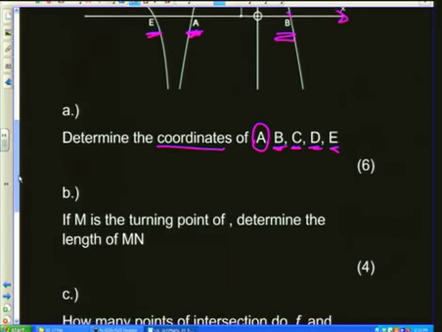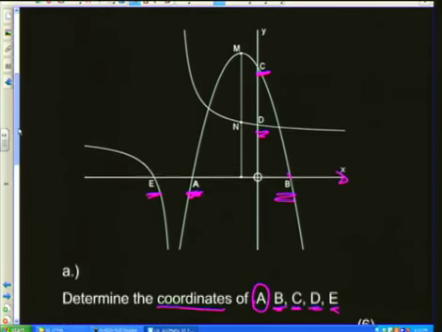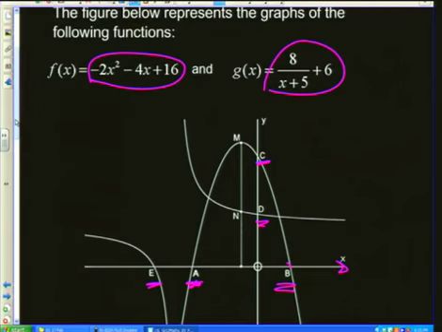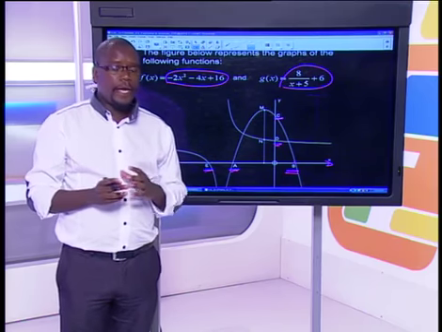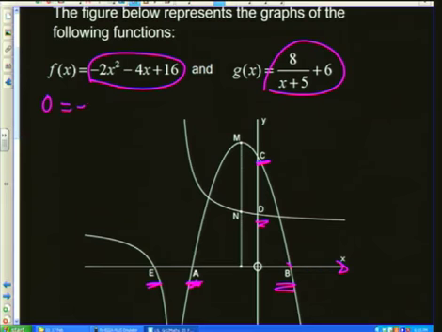Now, let's look at these questions. We need to work out what A is. A is the x-intercept of the parabola, and our parabola is minus 2x squared minus 4x plus 16. How do you get your x-intercepts? You make y equal to 0. Now, I have 0 equals minus 2x squared minus 4x plus 16.